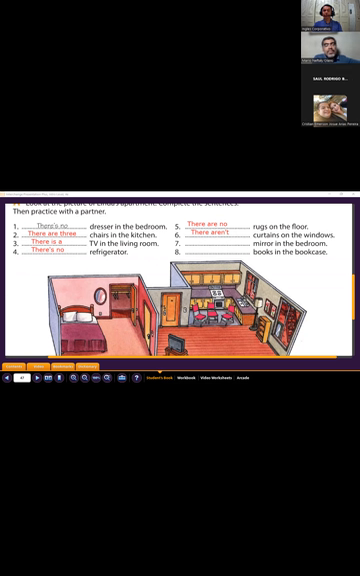No hay. Y el bedroom solo un espejito, parece ahí. Okay? But no curtains, right? There aren't curtains. Or there are no curtains, if you want. Good. Thank you, Saul. Yancy, number seven, Yancy.